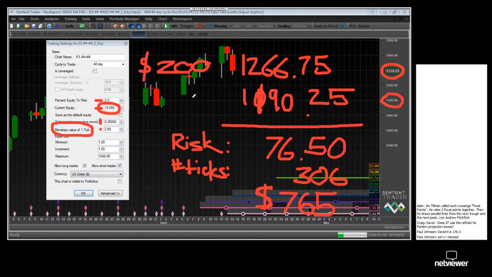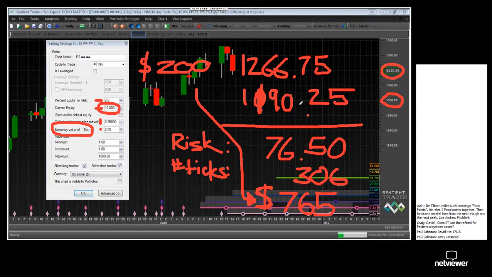$765. Why does Sentient Trader say there's not sufficient equity? Because your current equity is 10,000. There it is there. And what percentage equity are you willing to risk per trade? 2%. 2% of $10,000 is $200. So Sentient Trader will only risk $200 per trade.